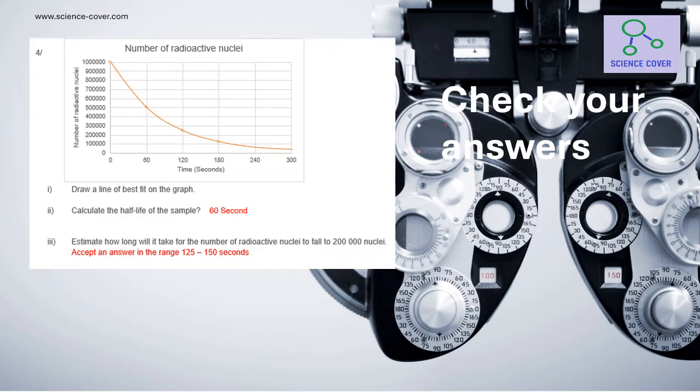Number 4, draw a line of best fit on the graph. That can be seen in the diagram. Calculate the half-life of the sample. The half-life should be 60 seconds. Estimate how long it will take for the number of radioactive nuclei to fall to 200,000. It should take somewhere between 125 and 150 seconds.